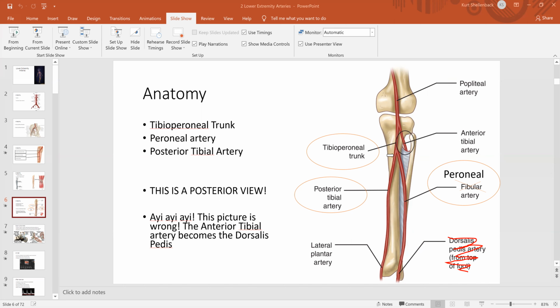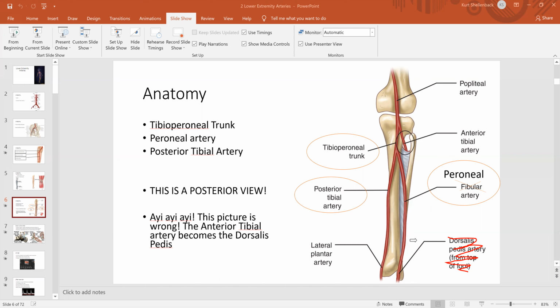Chances are you're not going to go far enough down to see the split between the two. So fibular artery is an older name. Peroneal artery over here, posterior tib over here. It is posterior to the tib. Remember, this is a posterior view, so things look a little bit different as far as our anatomy goes.